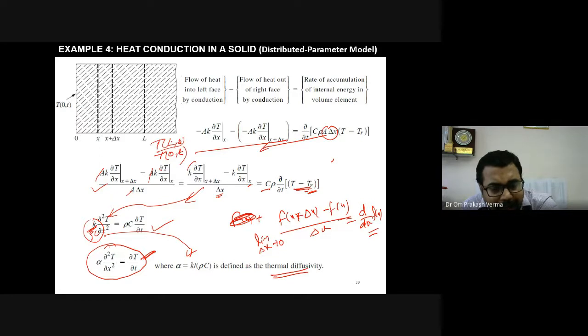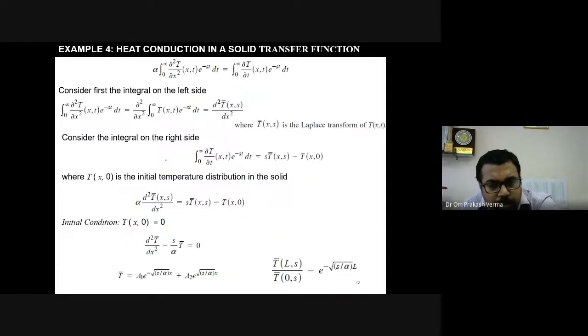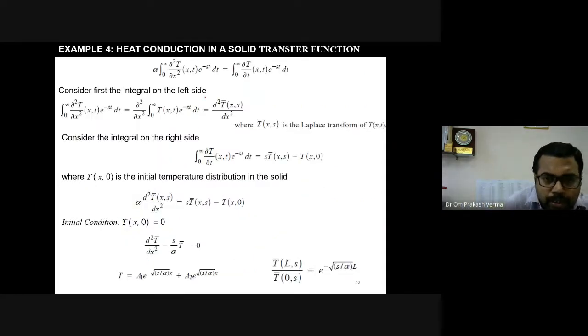The temperature at length L and time t is varying, and the temperature at the 0 coordinate is also varying with t. So now we are trying to solve this equation. You can take the integration. How will this integration be taken?